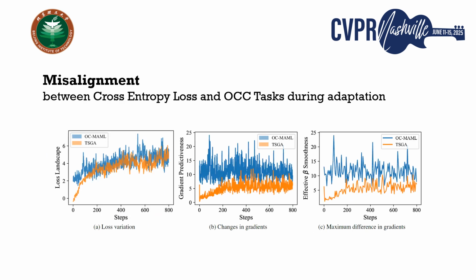To verify this misalignment, we analyze the gradient dynamics. This figure shows three curves on the meta-validation set: loss variation along the gradient direction, gradient predictiveness, and effective beta smoothness, which reflects gradient continuity. OCMAML exhibits larger fluctuations and sharper changes, confirming that the gradients produced by cross-entropy loss on one-class data are unstable and not well aligned with FSOCC objectives.